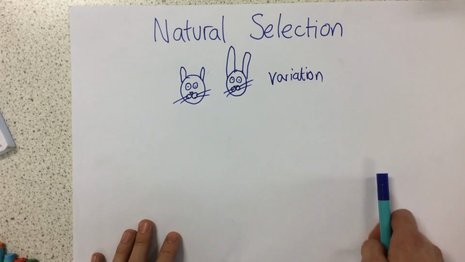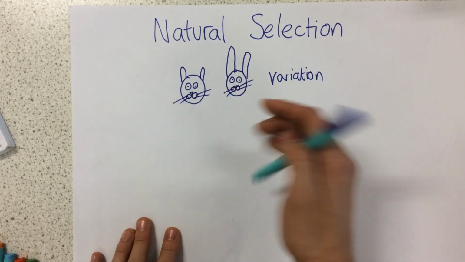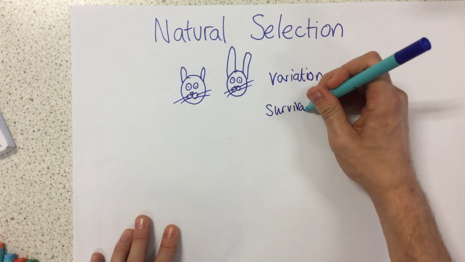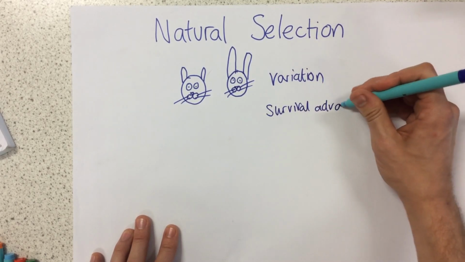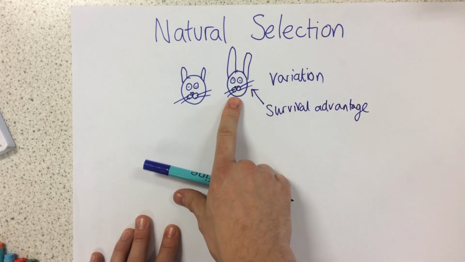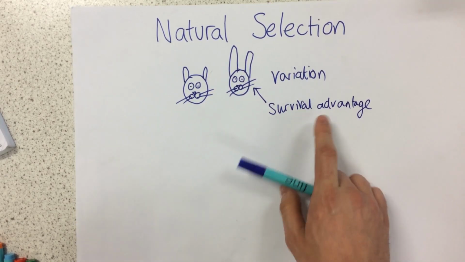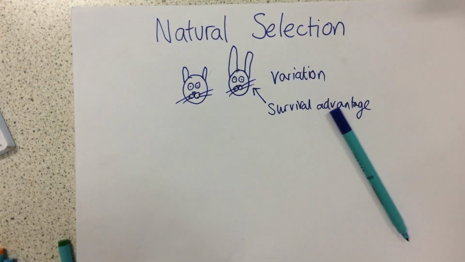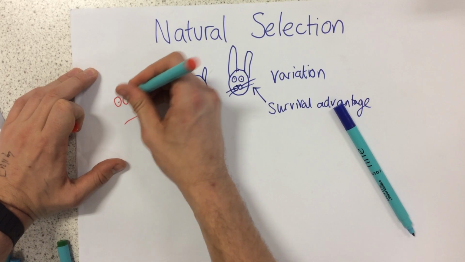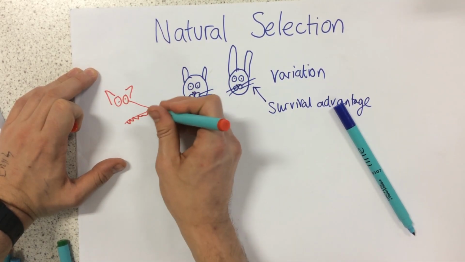Now, the important thing is that the variation between species could give one of them a survival advantage. Now, what that means is this one here might be more likely to survive because it has better hearing. So it has a survival advantage. So if I imagine I have a fox coming along right here. Again, apologies for my terrible drawing.